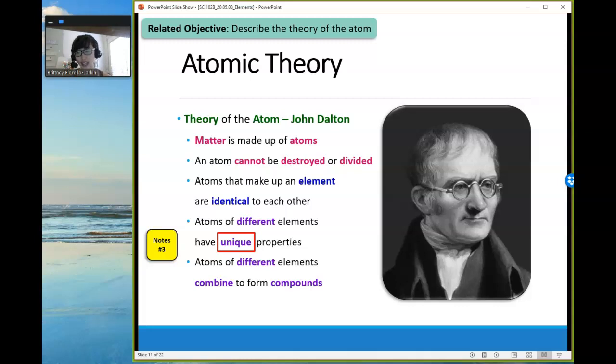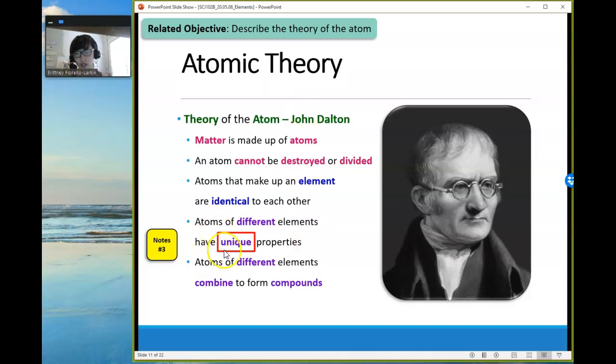Atoms of different elements we then talked about can actually also combine to form compounds. So again, all of this was determined by Dalton before he even actually knew the structure of an atom as we know it today. So he didn't know a lot about atoms, but he was able to make these conclusions, and these have stood the test of time.